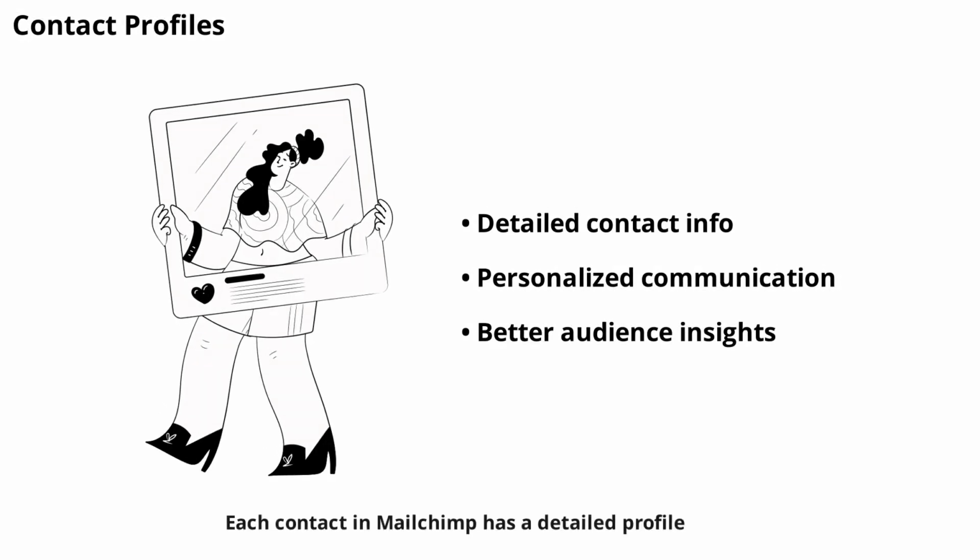Each contact in Mailchimp has a detailed profile, including engagement history, preferences, and activity. This information helps businesses tailor their communications and provide personalized experiences. By understanding your audience better, you can create more effective marketing strategies.